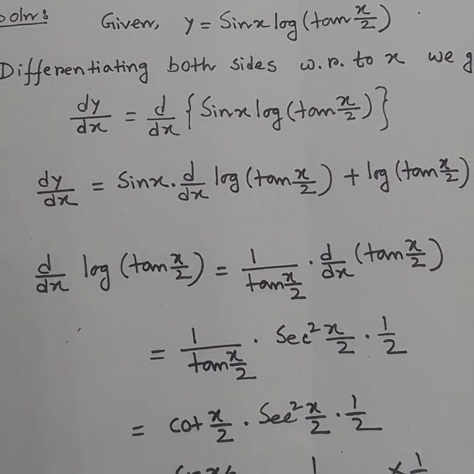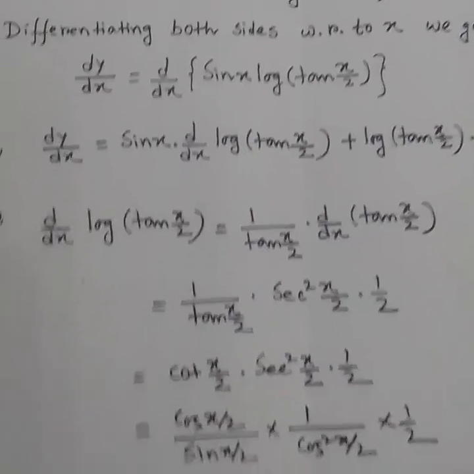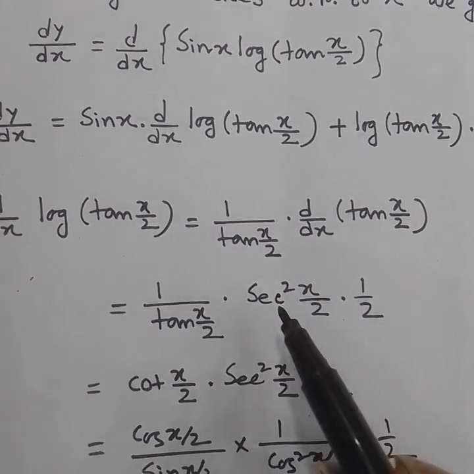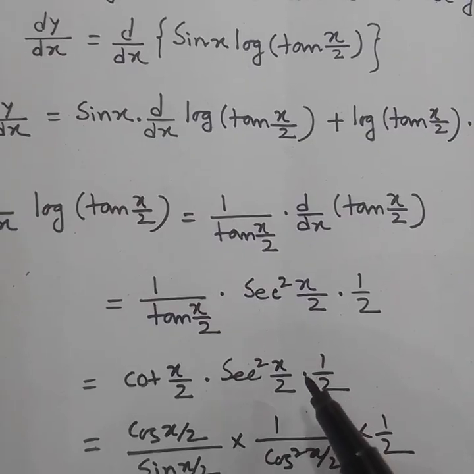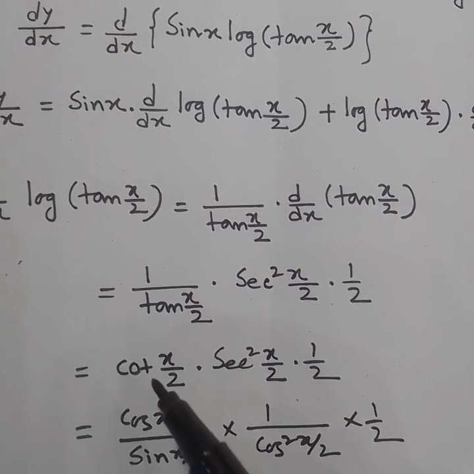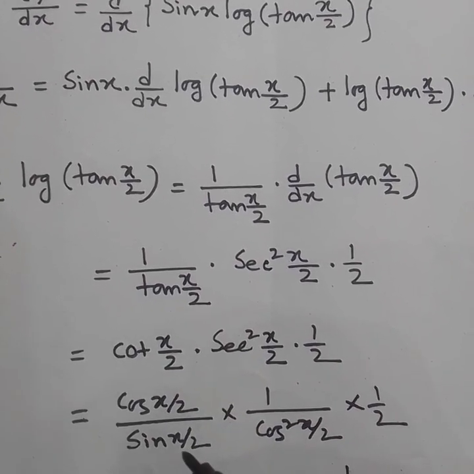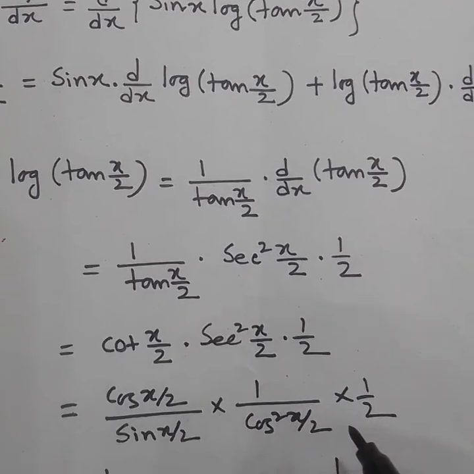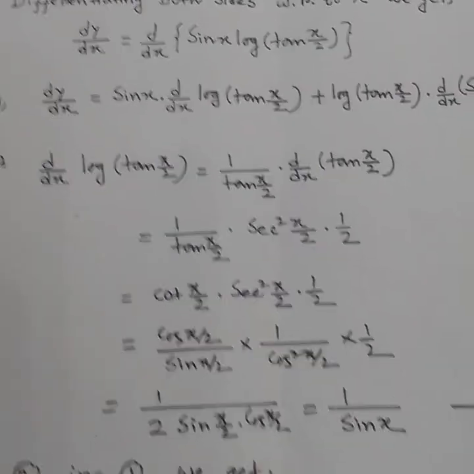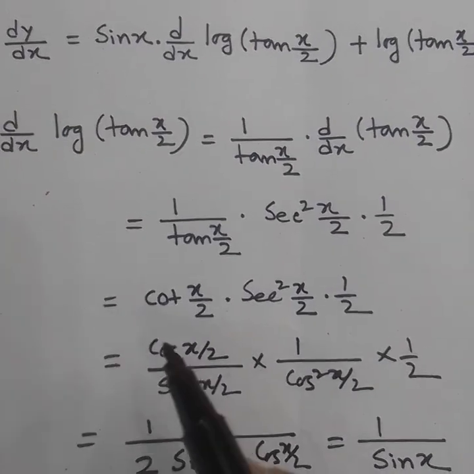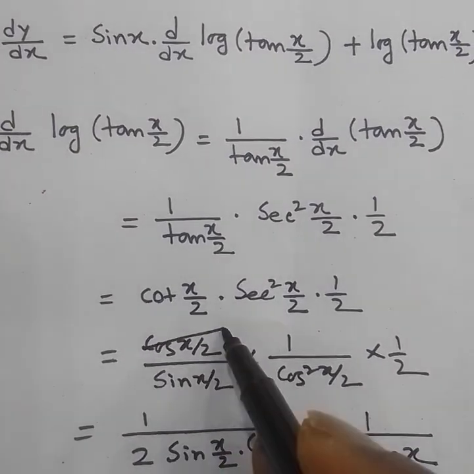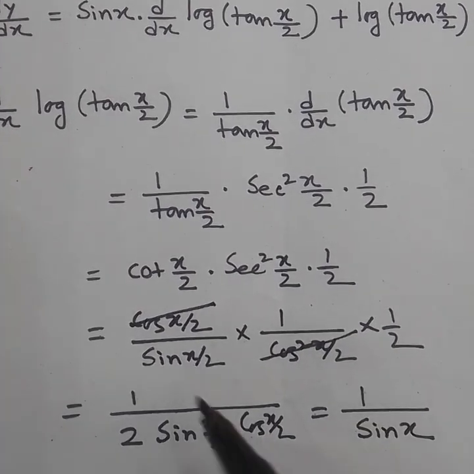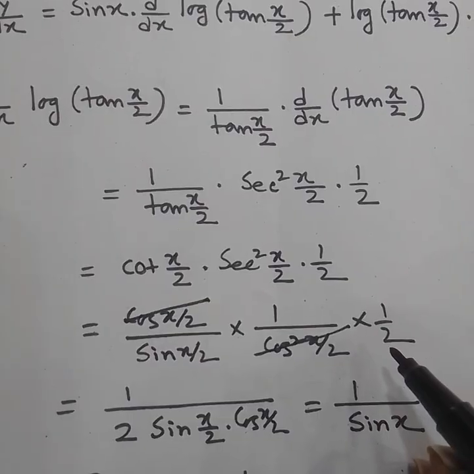And again we know that 1 by tan x by 2 equals cot x by 2, and sec square x by 2 into half. Now we will simplify this. Cot x by 2 means cos x by 2 by sin x by 2, and sec square x by 2 equals 1 by cos square x by 2, into half. Now cancelling cos x by 2 and cos square x by 2, we get cos x by 2 in the numerator and sin x by 2 in the denominator, and from this we get 2.